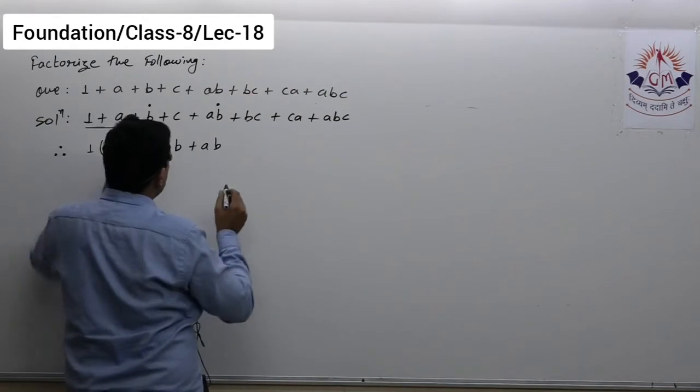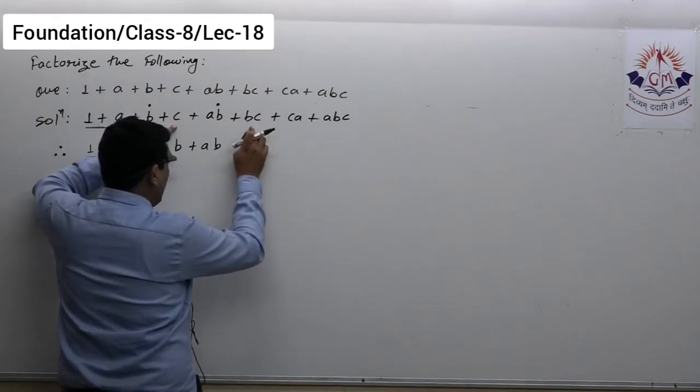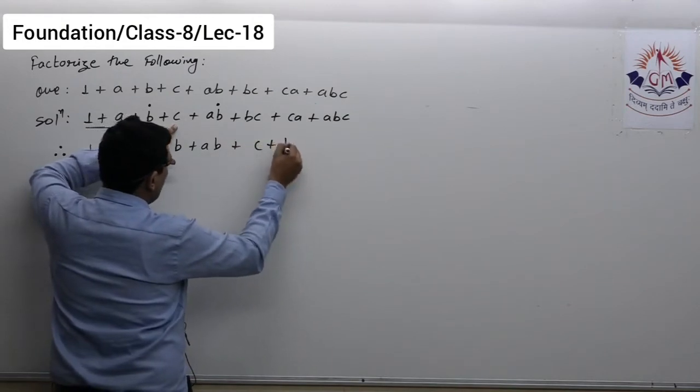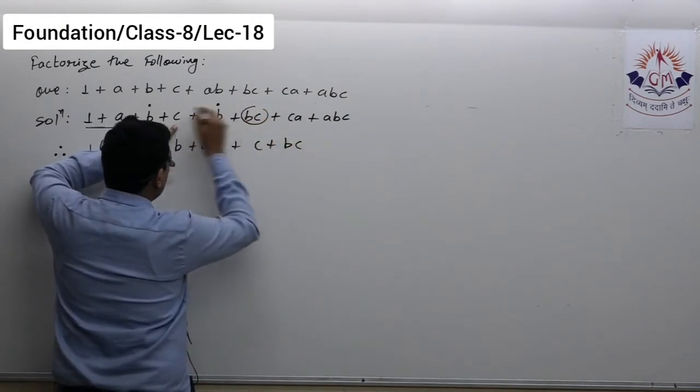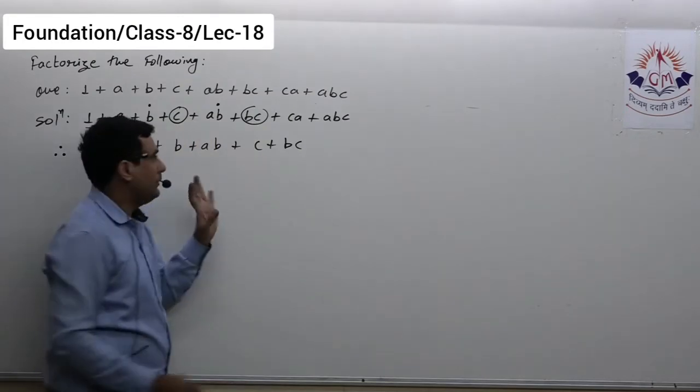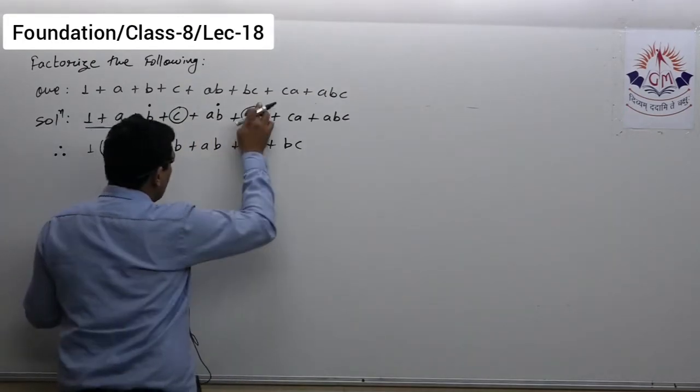Then definitely from these two I can take c common, but after taking c common from these two, if I take c common, I won't get 1 plus a in the bracket, so this is not the correct selection.